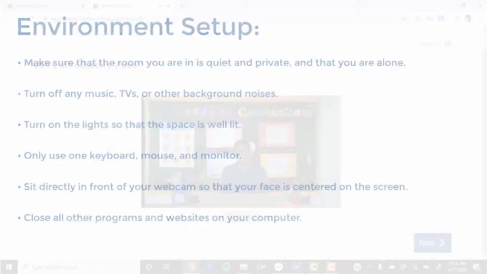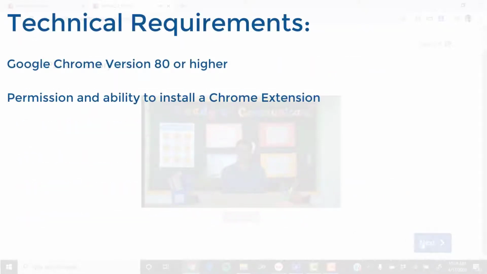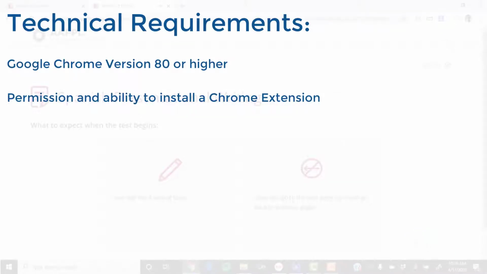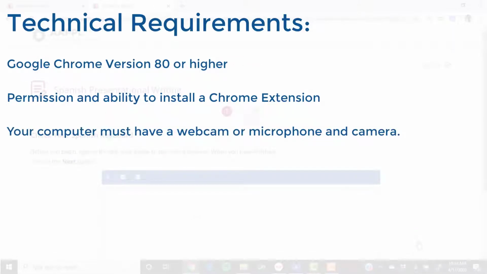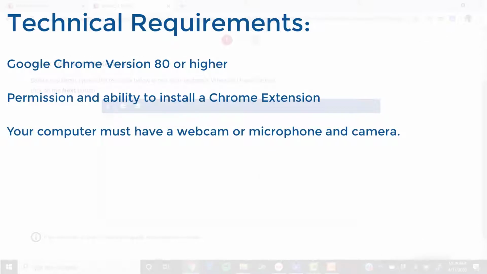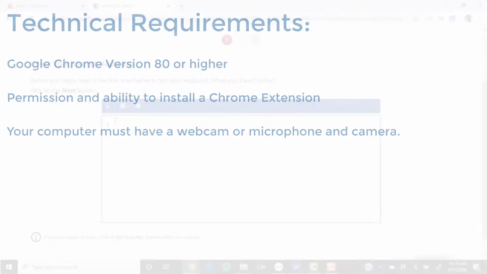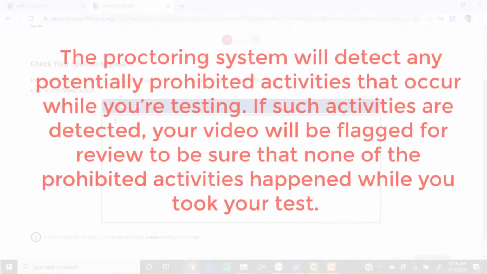For computer proctoring, you'll need to have a recent version of the Chrome browser installed and the ability to add the computer proctoring extension to it in order to monitor the test-taking process. While you take your test, the computer proctoring system will record you on your webcam and the activity on your computer screen. Using AI technology, the proctoring system will detect any potential prohibited activities that occur while you're testing. If such activities are detected, your video will be flagged for review to be sure that none of the prohibited activities happened while you were taking your test.